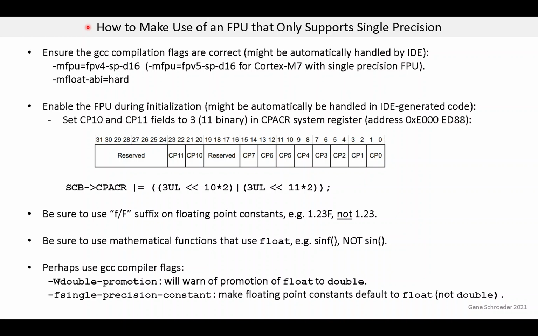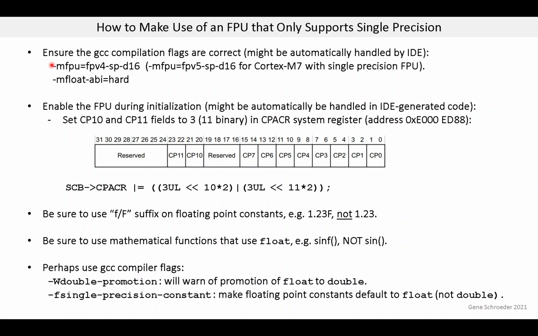So with that background, I can now go through the details of what you need to do to make use of an FPU on a Cortex-M MCU. And we're assuming single precision FPUs only, which, as you saw, is the most common case. So first you need to ensure that the GCC compilation flags are correct. Now, if you're using an IDE, this might be handled for you, but it's a good thing to check. So you can read these two options. The first option is used when there is an FPU, and it's telling the compiler the specific model or type of FPU. And these names are sort of based on information from ARM.